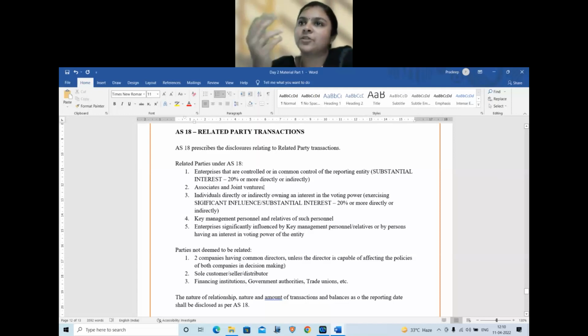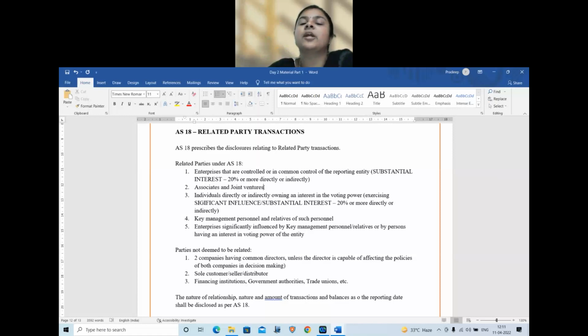Second, associates and joint ventures. For associates, the rule is 20% ownership. Joint ventures are temporary special purpose vehicles formed between entities. Third, individuals. So the first two are about enterprises; the third is about individuals. Individuals directly or indirectly owning an interest in voting power. It can be directors who have decision making authority, directors who have substantial interest, like more than 20% of the shares, or any key managerial personnel who has the ultimate decision making authority in the entity or company.